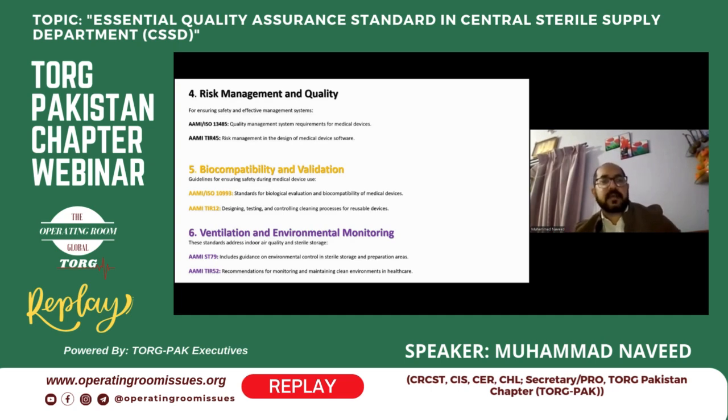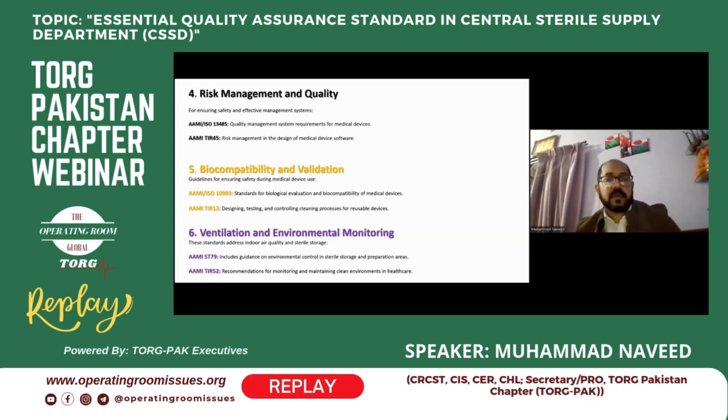The sixth standard area is ventilation and environmental monitoring. ST71 for ventilation and environmental monitoring, and ST79 also tells us about environmental control. Like that, we have different zones. We have to set the humidity and temperature differently in each zone.